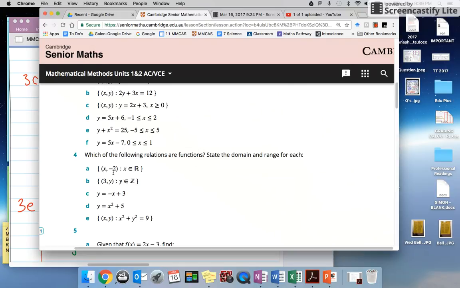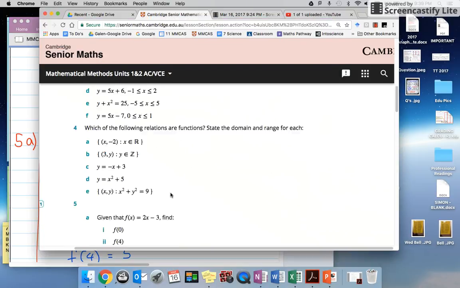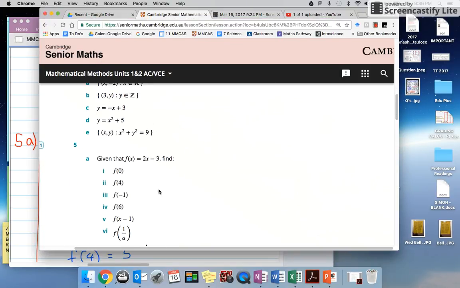So once again, did we have to do 4? No, we didn't have to do 4. Okay, so this is where it starts to get nice and easy. So given that we've got the function f of x is 2x minus 3, find f of 0. So this is a different way to say, instead of sub in x equals 0, it's just sub in 0 because our x is already 0. This is sub in x equals 4, so it's just an easy, quick way of writing it.